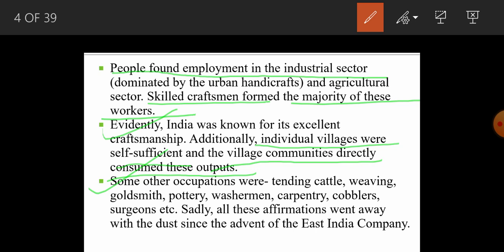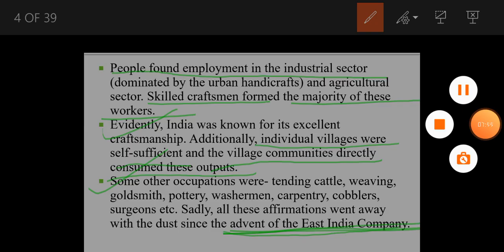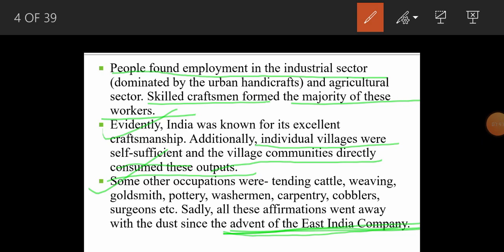Sadly, all these affirmations went away with the dust since the advent of the East India Company. Once the East India Company came into the country and captured India, all these opportunities, the positive points which India stood for and was famous for, were all dusted away because of the advent of the East India Company. So I hope this particular point of employment in India before colonial rule is clear to you, that our status was somehow better before colonial rule.